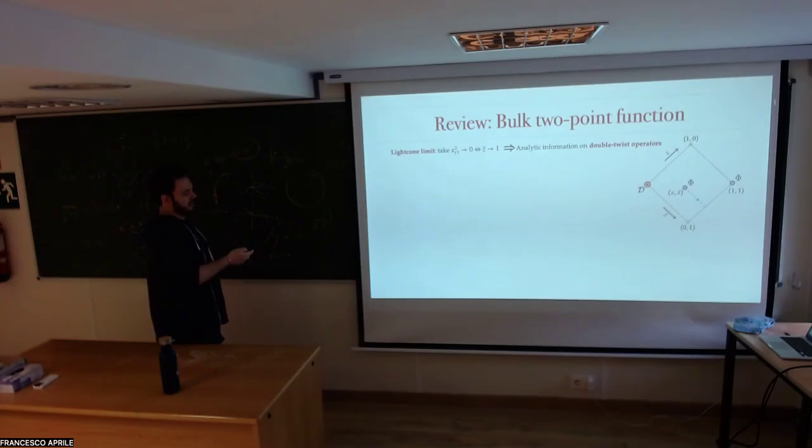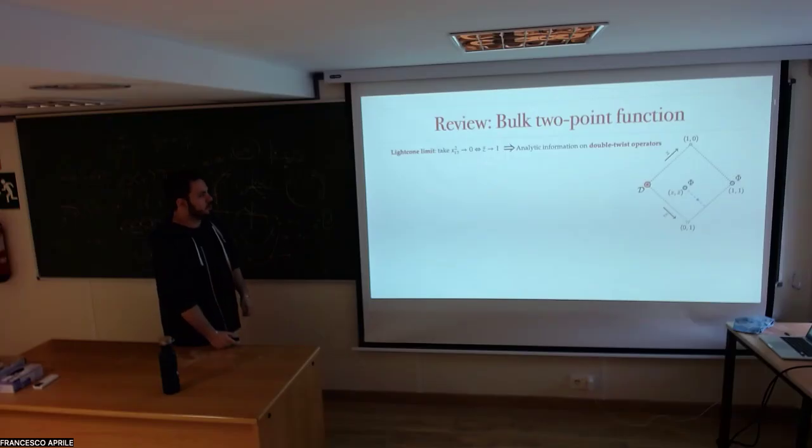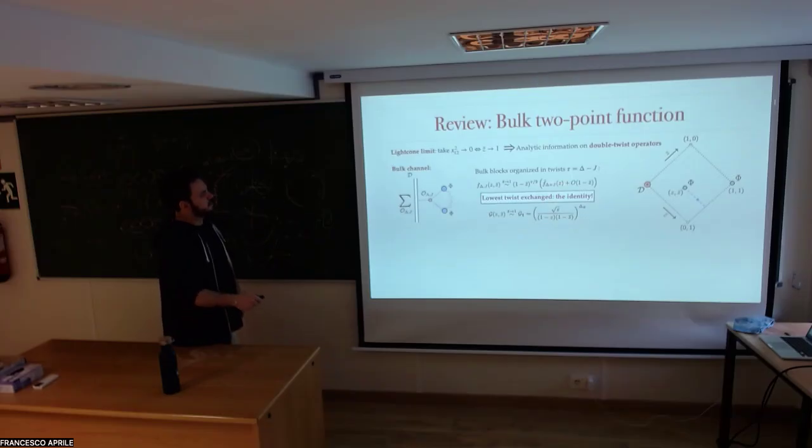And one useful limit is indeed the lightcone limit, or the bulk lightcone limit, which corresponds to taking one of the two bulk operators to the lightcone of the other. And in the cross ratios this means taking z-bar to 1, for example. This type of kinematical limit gives us access to some analytic information on a new family of operators, which are called double-twist operators, or the analog of the double-twist operators for the case of the two-point function in the presence of the defect. So for the bulk channel, this lightcone limit tells us that the bulk conformal blocks are organized in terms of the twist.